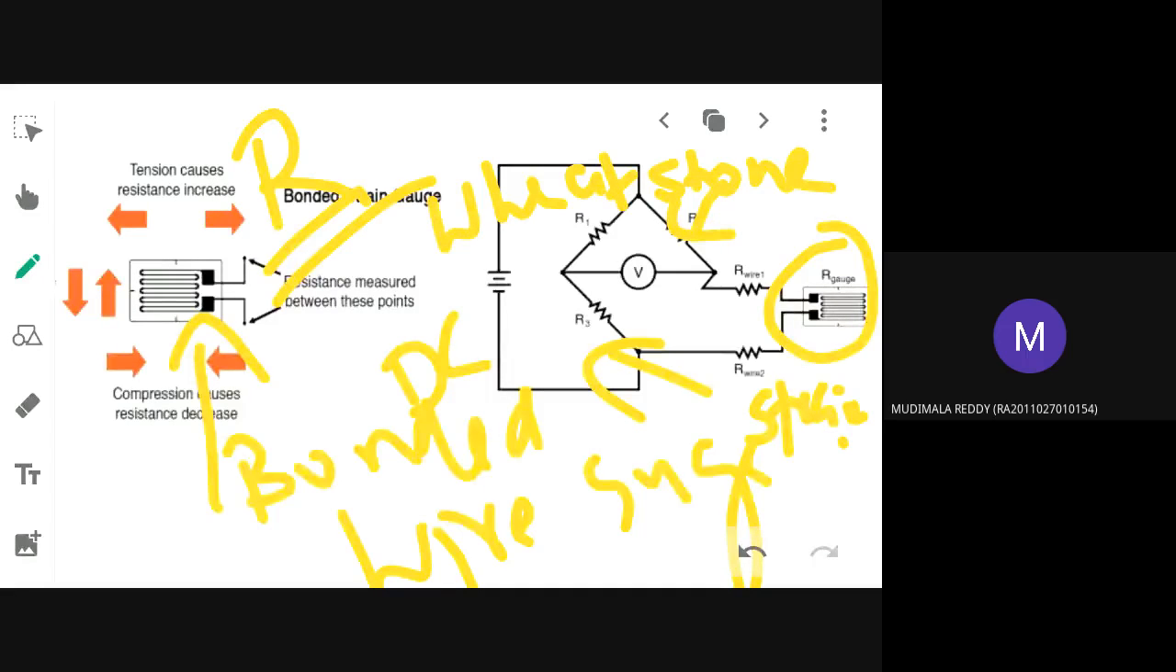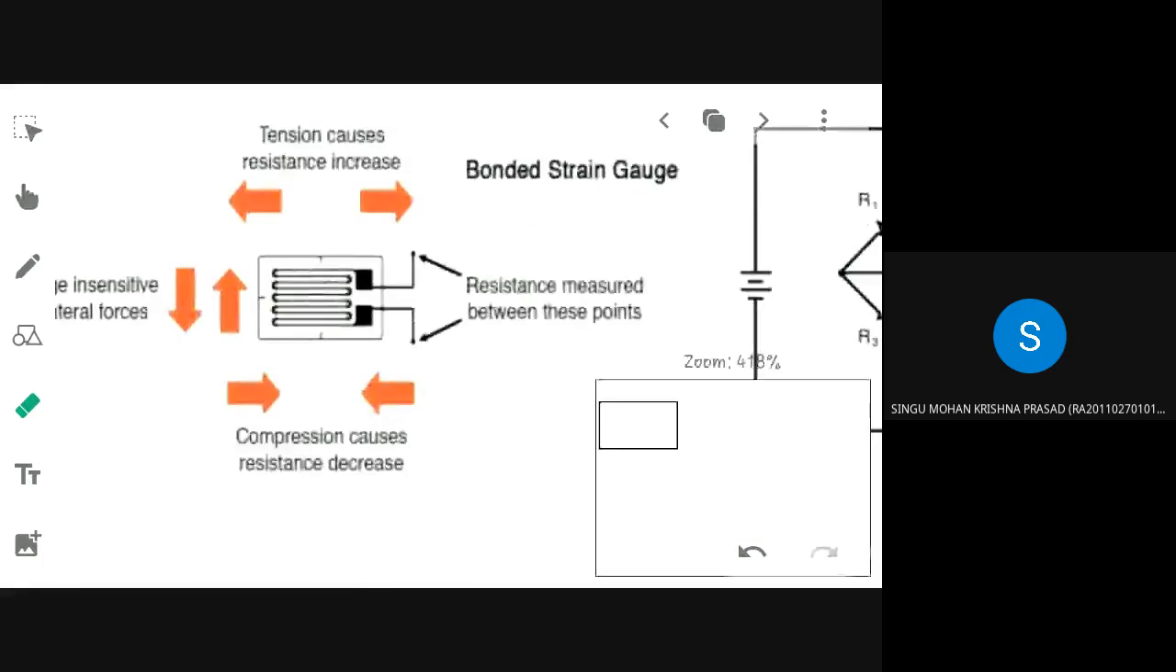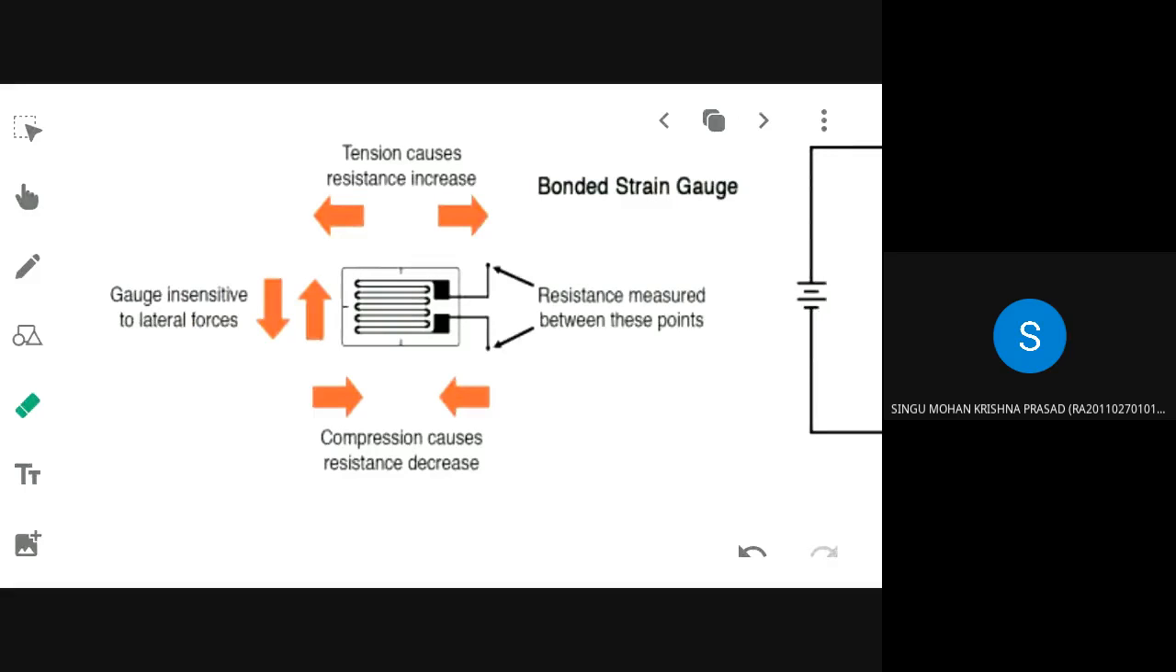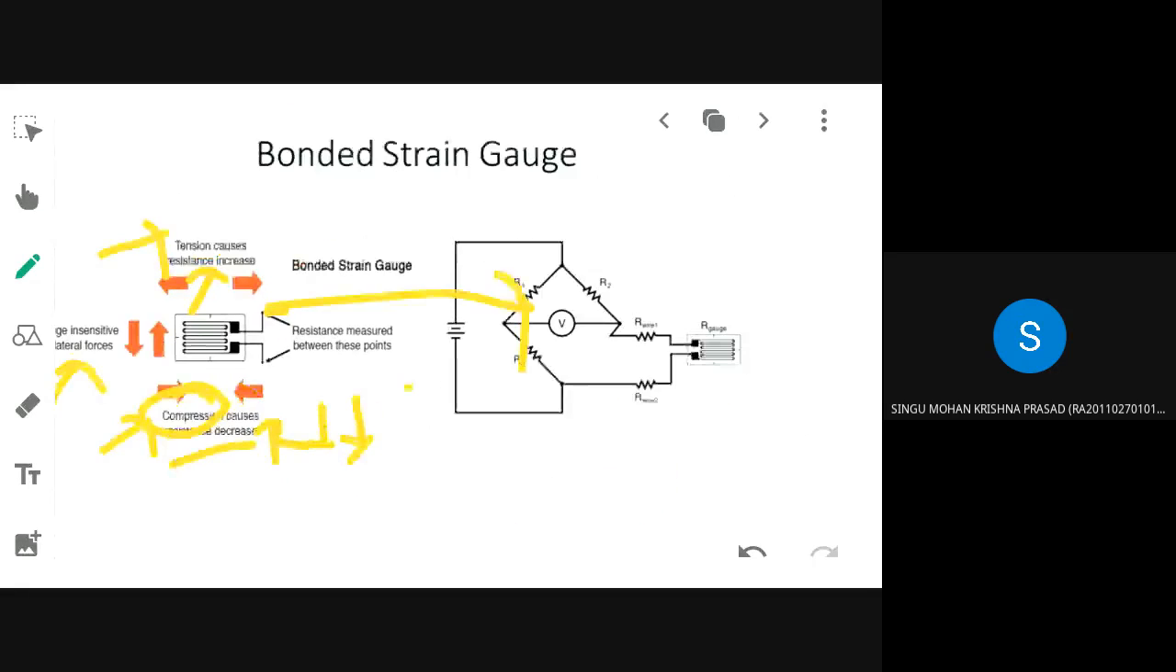All this is about what type of strain gauge again? Bonded. Okay, and you can see for yourself here. Suppose that gauge is subjected to lateral forces, that is, when force is being applied, there will be either compression or tension. So when there is tension, what is happening to the resistance? Will the resistance increase or not increase? Increase. Suppose it is subjected to compression, the resistance will decrease. And this resistance will be measured by using this Wheatstone bridge. That's all.